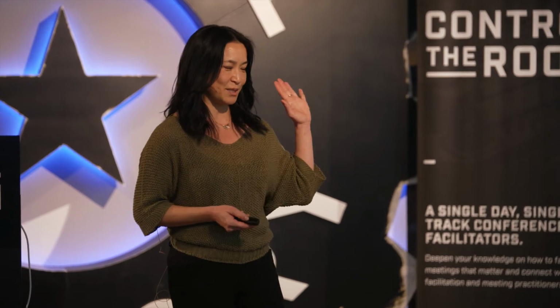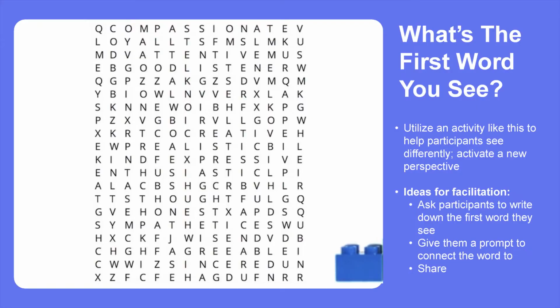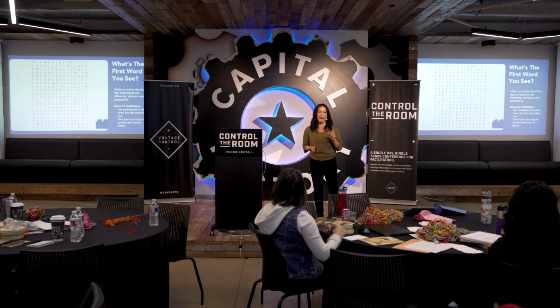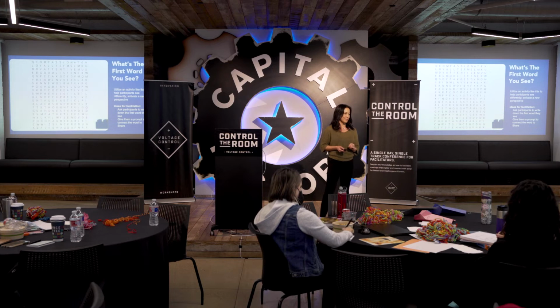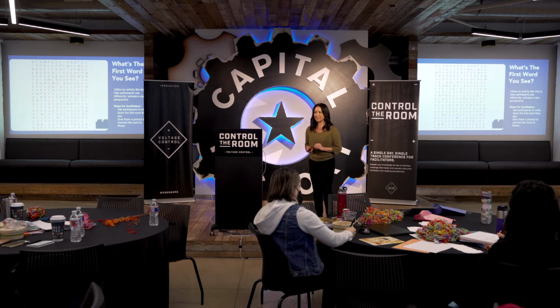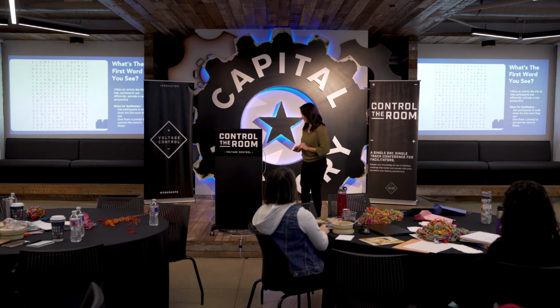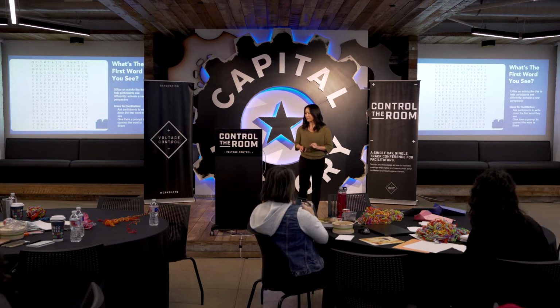So here's our first scaffolding activity today. It's a word search. So take a look at this word search and pick the first word you see. Just write down the first word you see. And once you do that, turn to your neighbor and tell them, how does that word apply to how you facilitate? It's going to take just 1 minute each to share.